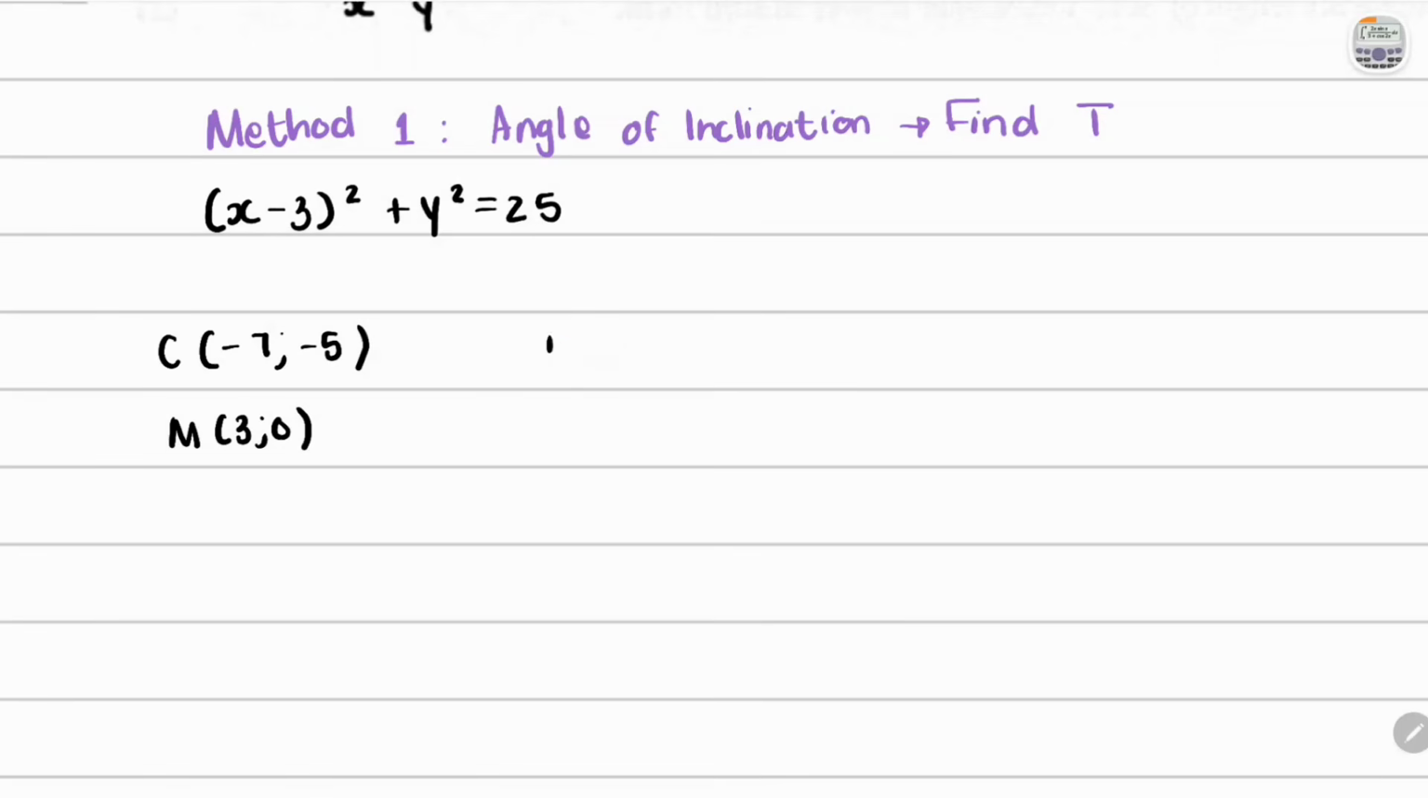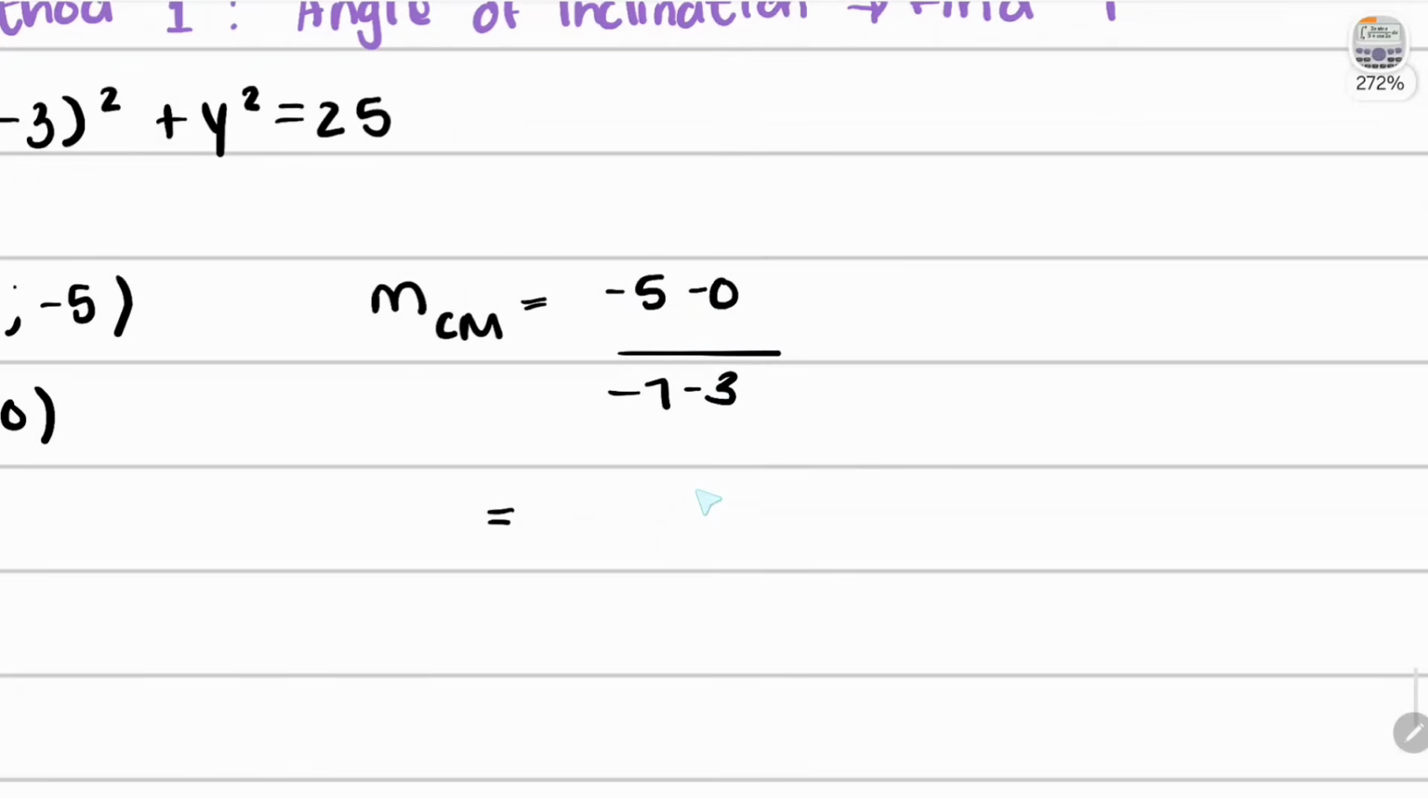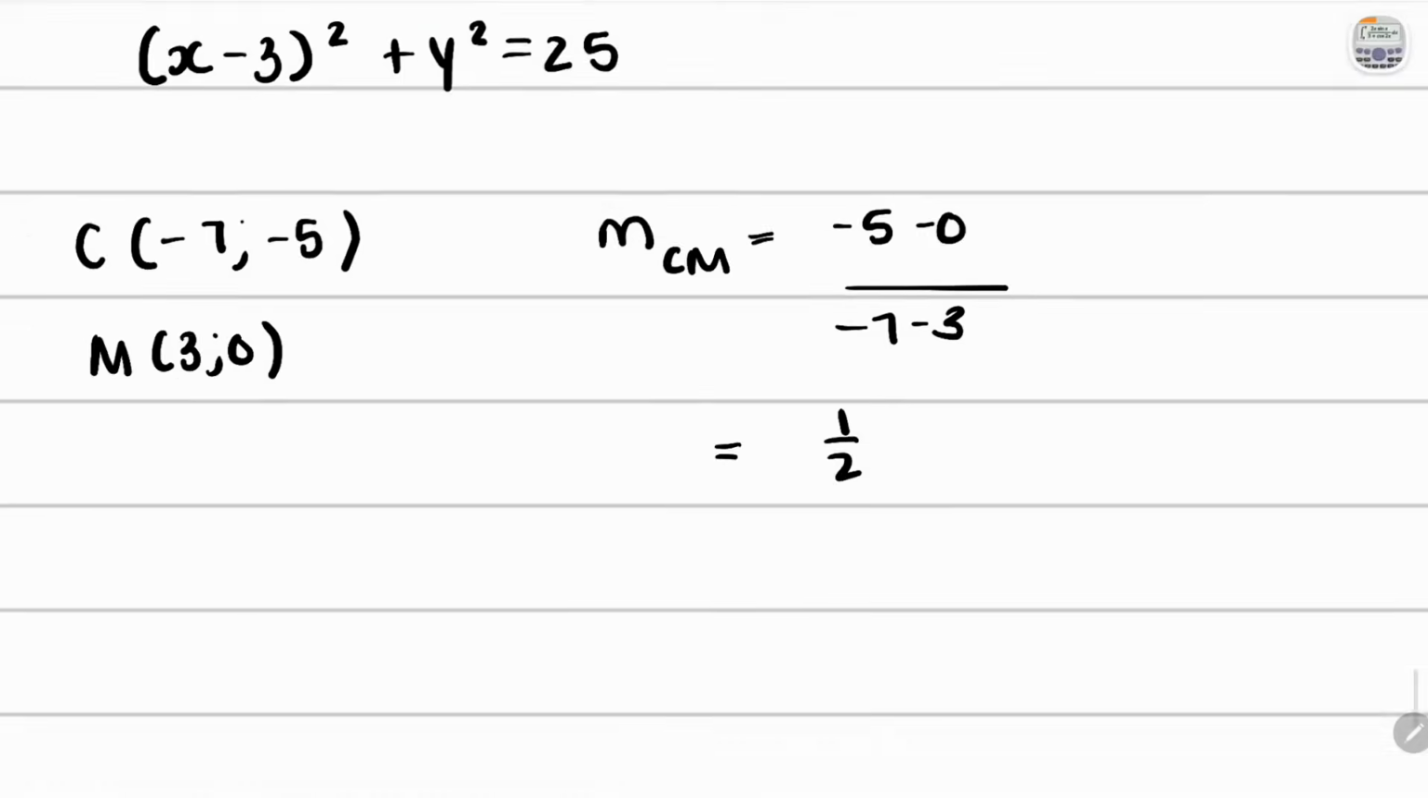Okay, so first of all, we find the gradient of CM, which is y2 minus y1 over x2 minus x1. So that's -5 minus 0 all over -7 minus 3. And this is going to give us -5 over -10, which is positive a half. Okay, so we know the gradient now.